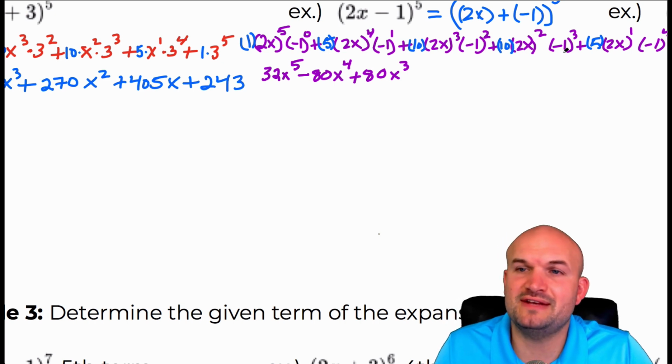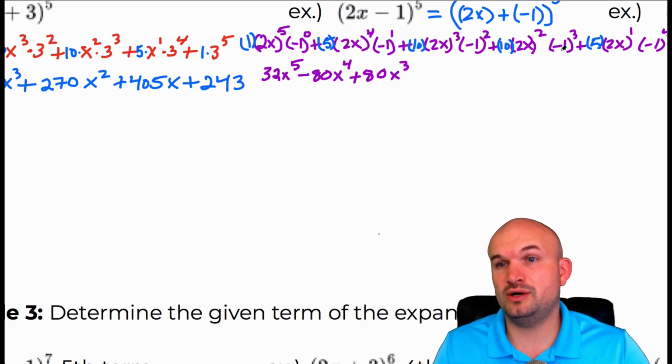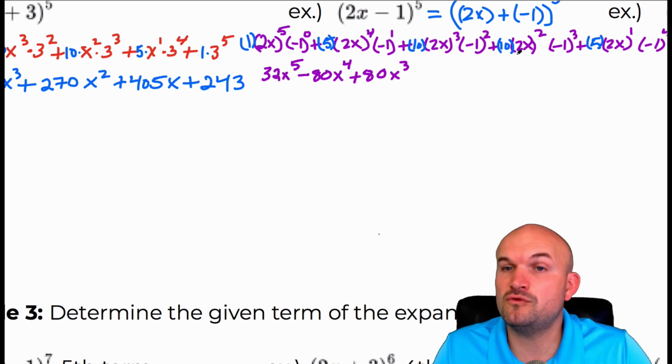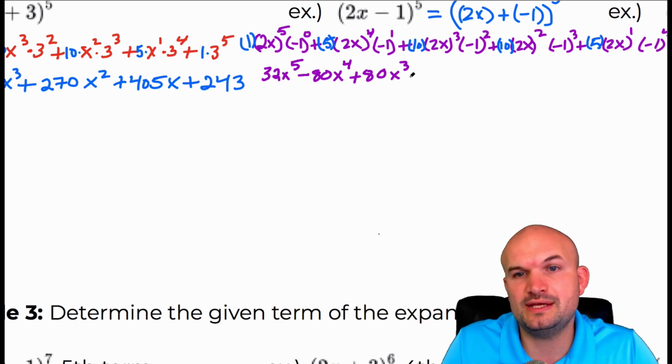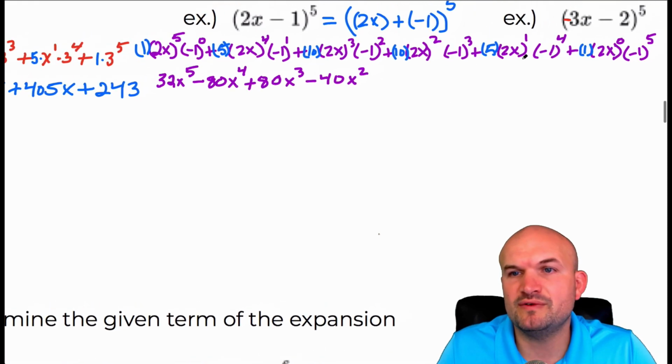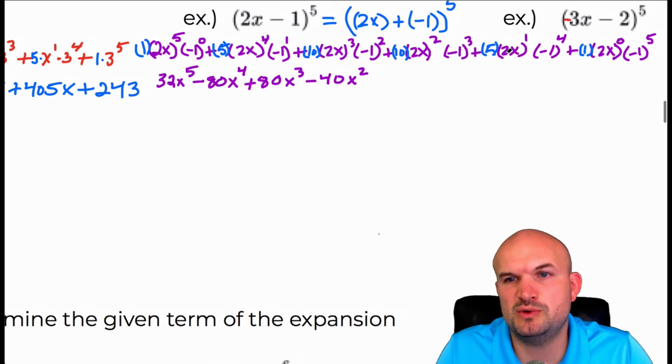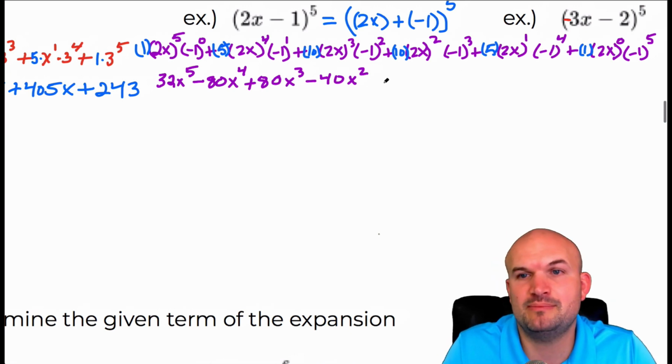In this next one, I have -1 cubed, so that's going to be a -1. -1 times 10 is a -10. 2x squared is going to be 4x squared, so 4x squared times -10 is going to be a -40. Okay. Moving on to the next one, -1 to the 4th is just going to be 1. 2x to the 1st is just 2x, so 2x times 5 is going to be a +10.